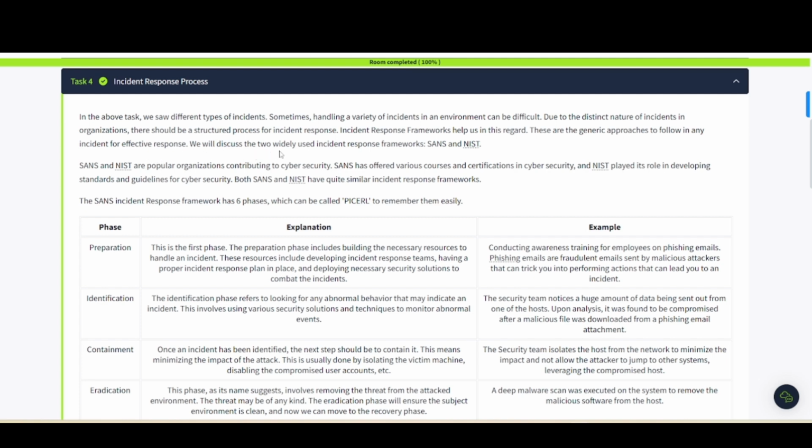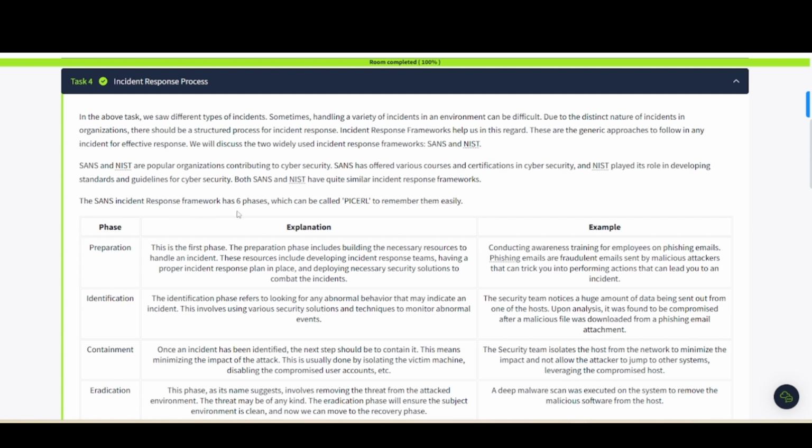We will discuss the two widely used incident response frameworks, SANS and NIST. SANS and NIST are popular organizations contributing to cybersecurity. SANS has offered various courses and certifications in cybersecurity, and they are very expensive. These are probably one of the most expensive certifications out there, costing an arm and a leg. And NIST played its role in developing standards and guidelines for cybersecurity. Both SANS and NIST have quite similar incident response frameworks.